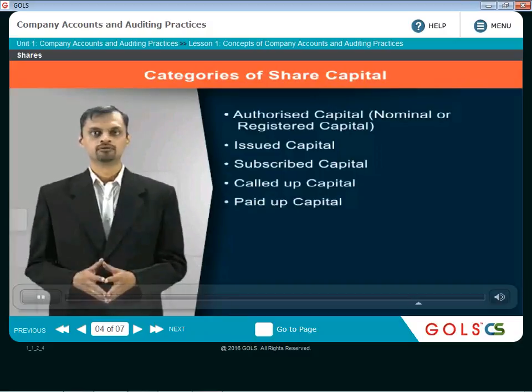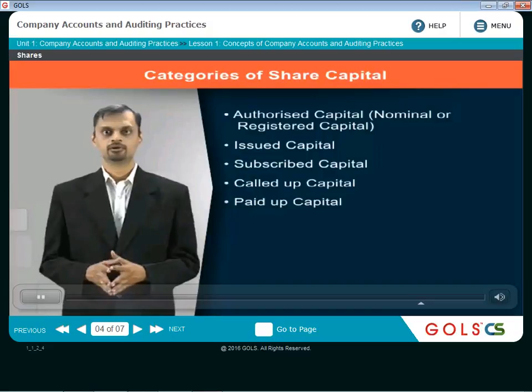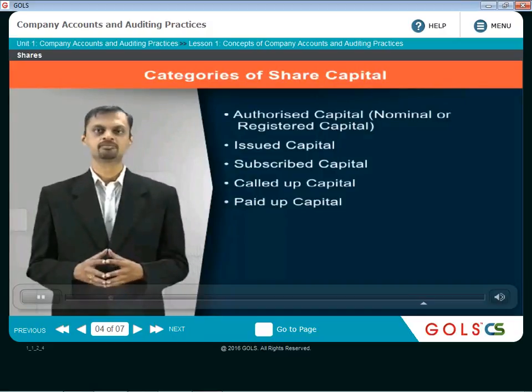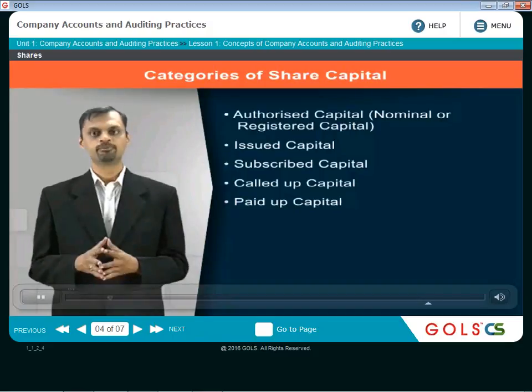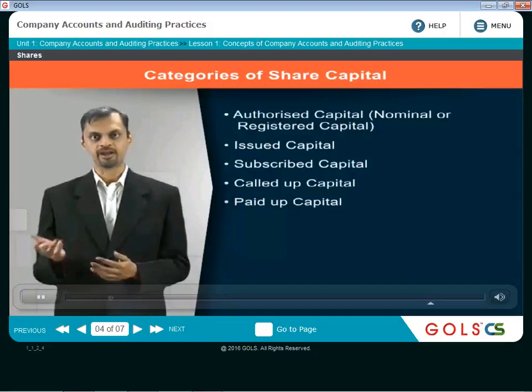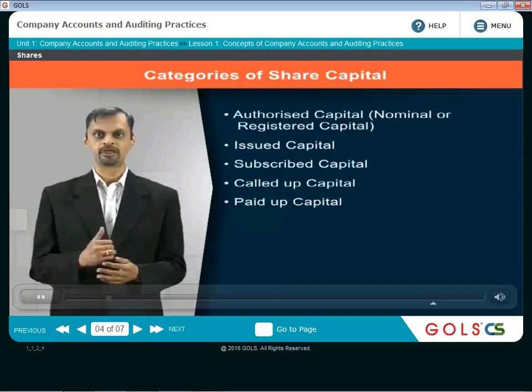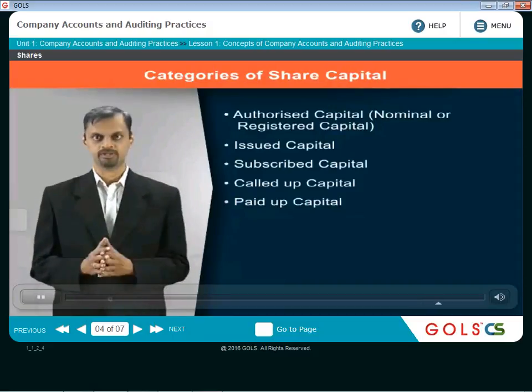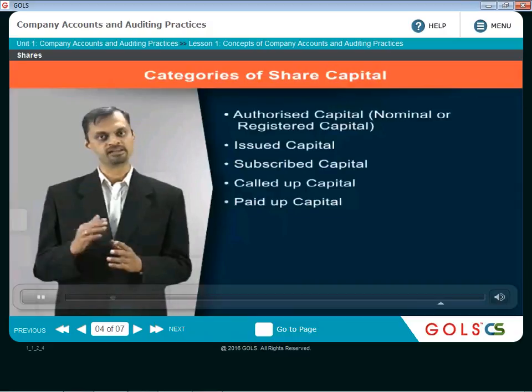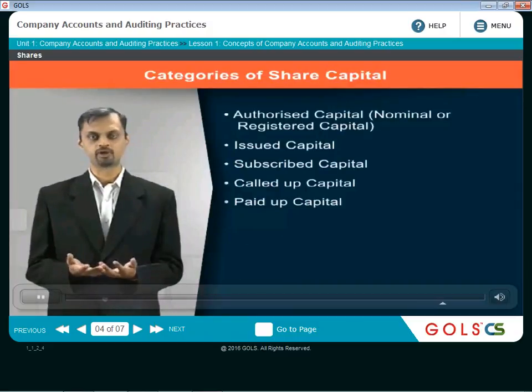Now one more point to remember is that sometimes some shareholders may pay something in advance. If they are paying something in advance, ahead of the calls, it is not part of the paid up capital. Paid up capital is only that portion of the called up capital which is actually received by the company. If something is paid in advance, that is called calls in advance. It is not part of the paid up capital.